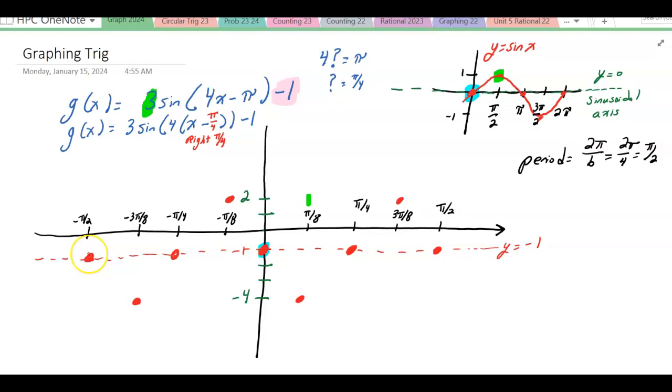So if I were to sketch two periods of g of x, here's what the graph looks like. Again, they're smooth curves, hitting the minimums and maximums.